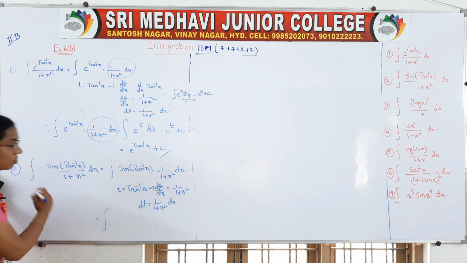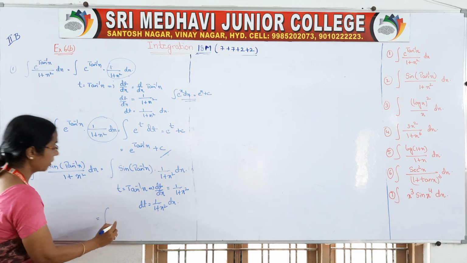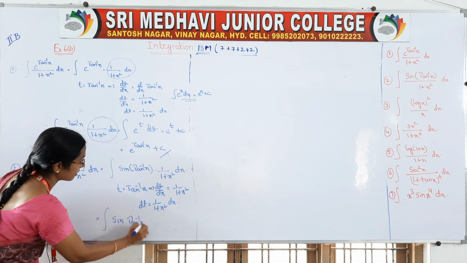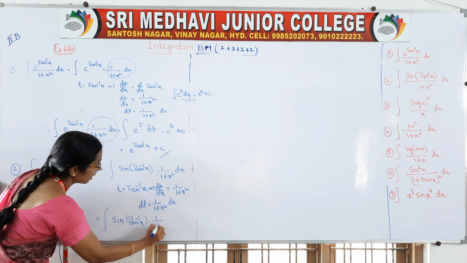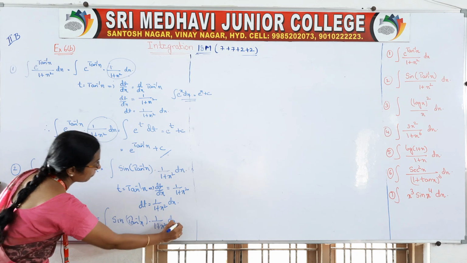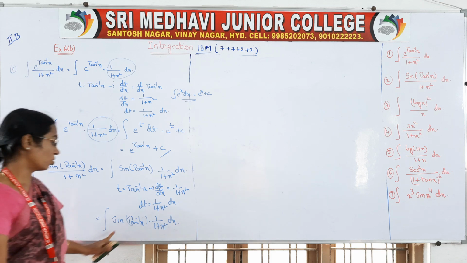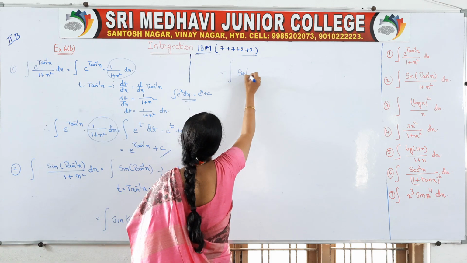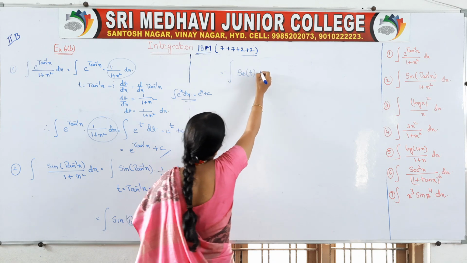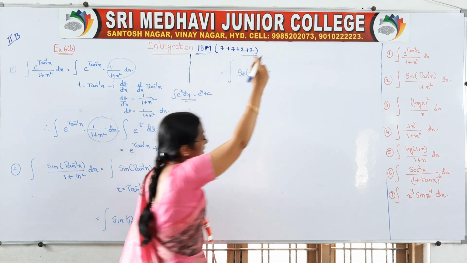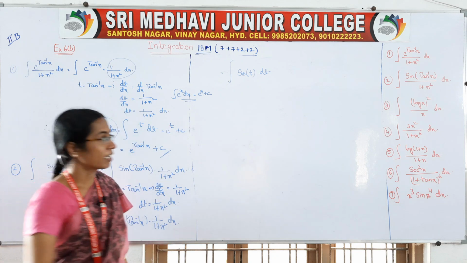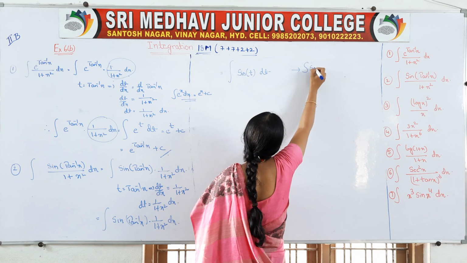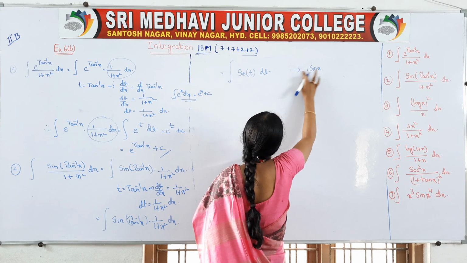So it is equal to integral. Take the main problem: sine of tan inverse x into 1 by 1 plus x square into dx. So we can write integral of sine of, we have taken that value as t, and we got the remaining value as dt. See how nicely again it converted into our standard formula form of integral.